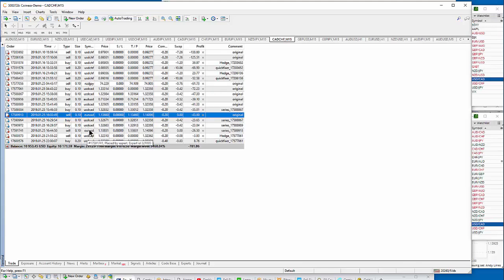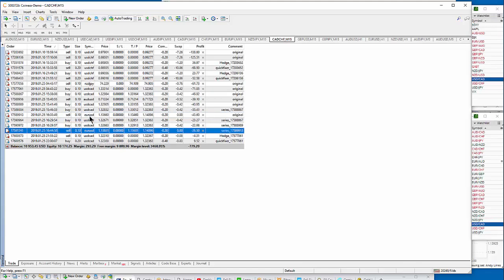And then we have another one that was a series on the EUR-USD. But most of the trades from Friday happened in the USD CAD. And that's okay, because I'm not worried about the USD CAD trades. I think they'll all be fine soon. Right? And so far, we've only had one of them hedge.